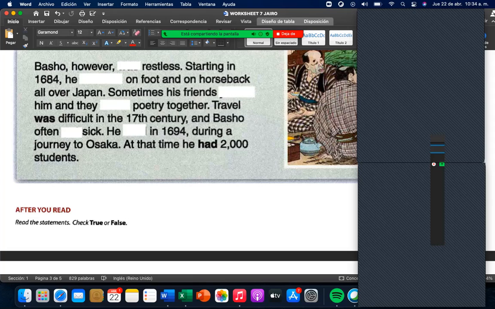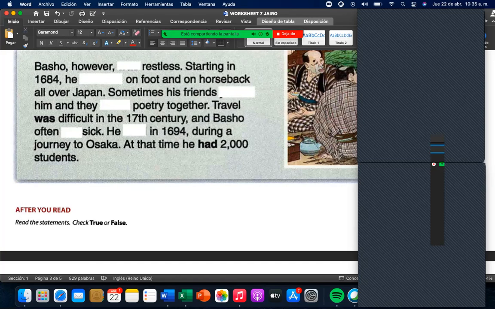Basho, however, was restless. Starting in 1684, he walked on foot and on horseback all over Japan. Sometimes his friends helped him and they wrote poetry together. Travel was difficult in the 17th century and Basho often got sick. He died in 1694 during a journey to Osaka. At the time, he had 2,000 students.